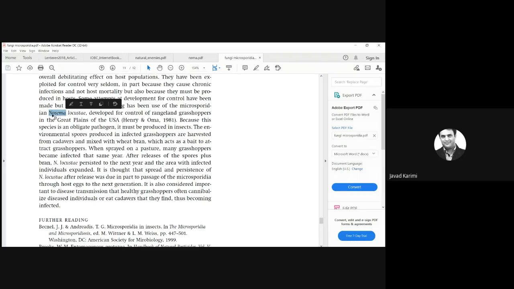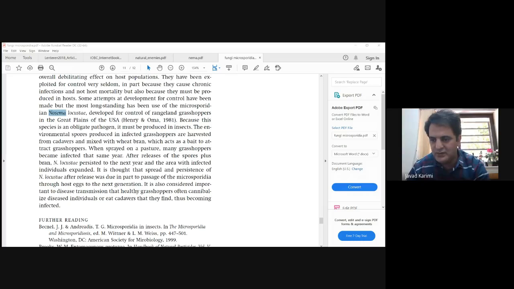So we know Nosema apis as the main pest of honeybee in the world. You may know this species. Its name is Nosema apis. It's a main pest of the honeybee in the world. It's a destructive pathogen of the honeybee.